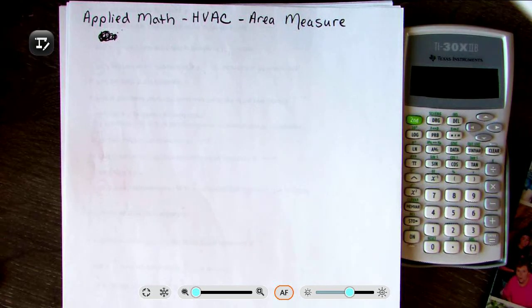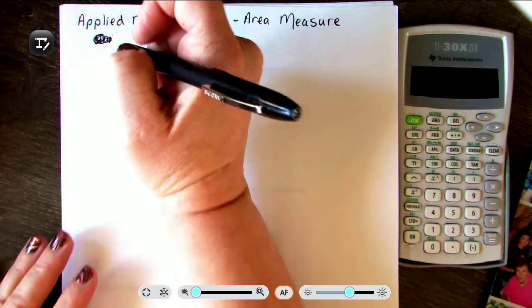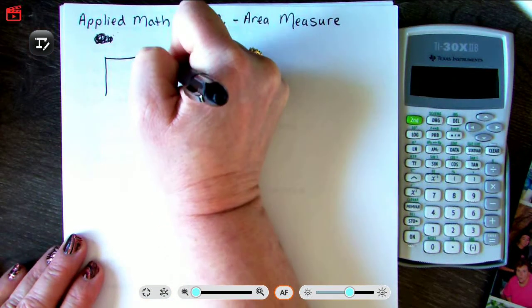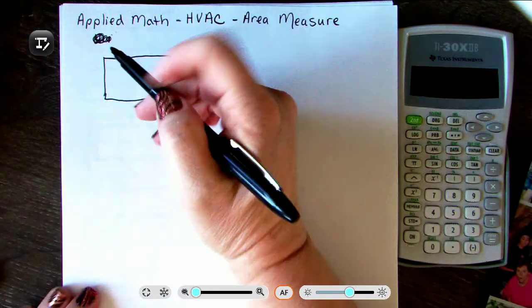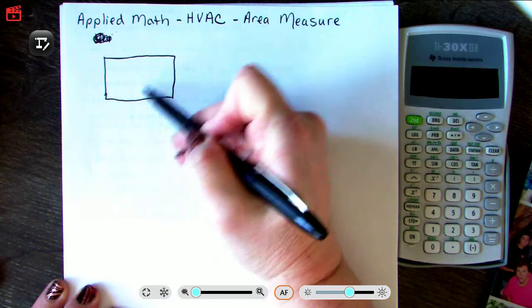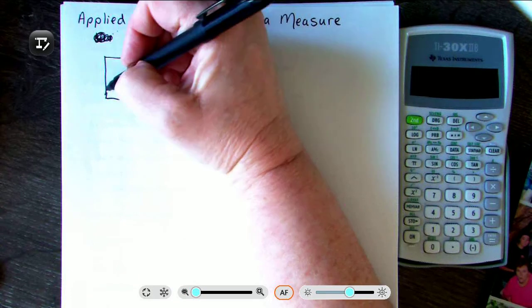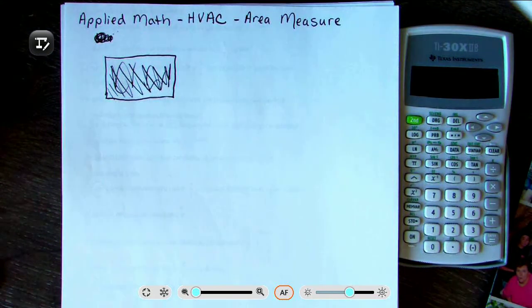Hi everyone, this is a video about how to calculate the area of certain figures. First of all, area is a two-dimensional type measurement. We've talked about length measures. So area, like in a rectangle here, is the amount of space that is covered by that shape. So we're talking about this whole space that is covered. And there are some formulas that we kind of need to know.